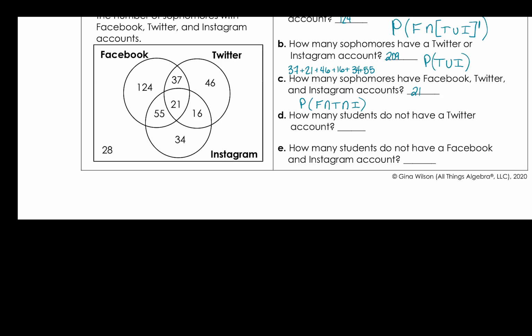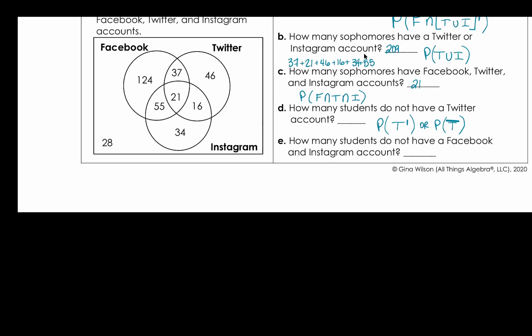How many students do not have Twitter? So, our probability of Twitter negation, or remember we could see it as probability Twitter bar. We could see that as well. Okay? So that would be all the students that don't have Twitter. So we got 124 that were Facebook only, 55 that were Facebook and Instagram, 34 that were Instagram only, and then 28 that didn't have anything. They're just chilling at the house. So that number would be 241.